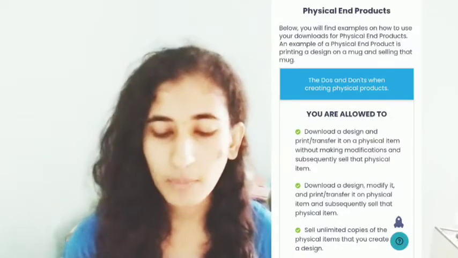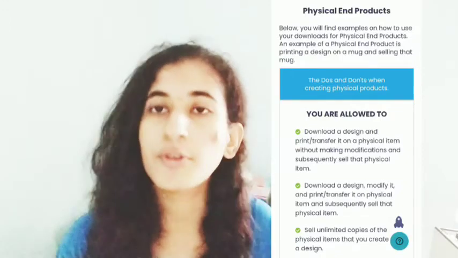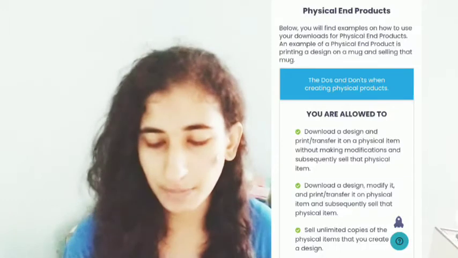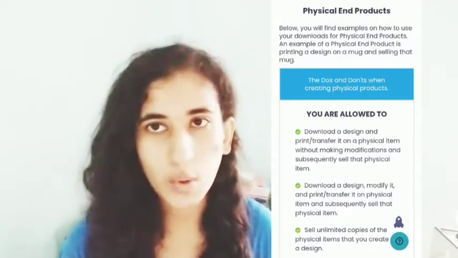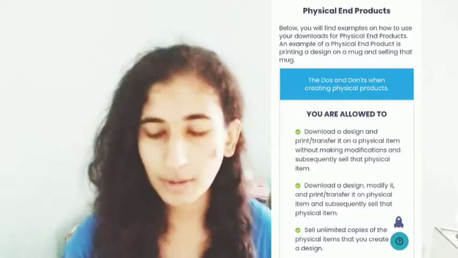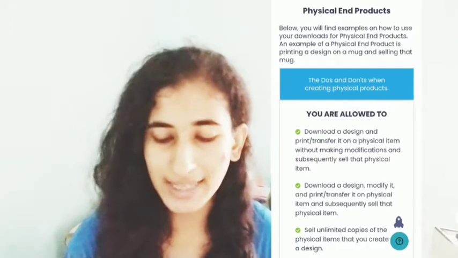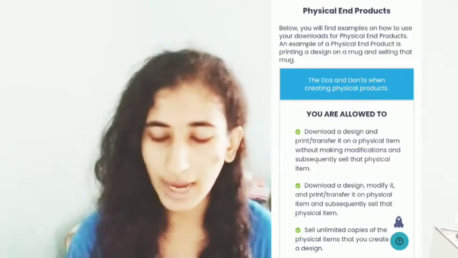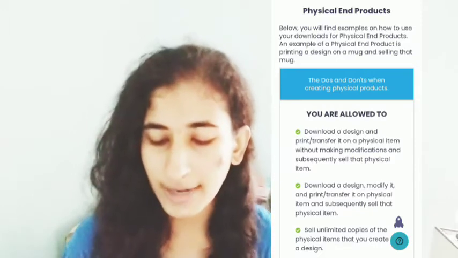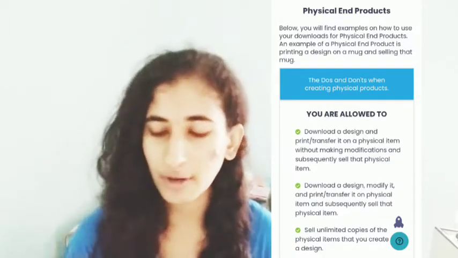You download a design, modify it, print it, transfer it onto a physical item, subsequently sell that physical item. So you can modify it, alter it, and can print that on the physical product and can sell that physical product. Sell unlimited copies, okay. The physical product can be sold worldwide for an unlimited amount of time and unlimited number of copies. Create physical products that you give away to friends as a part of a promotional product. You can also do that. Keep selling physical items after your subscription ends, providing that the design for the physical item was created while you had an active subscription. Make sure you keep an eye over this thing.